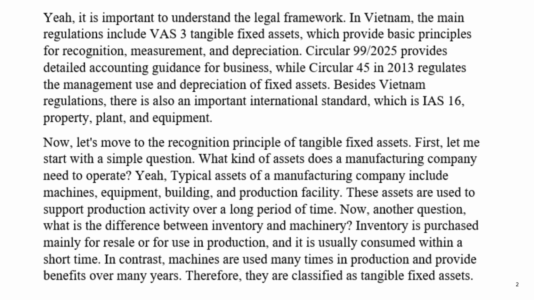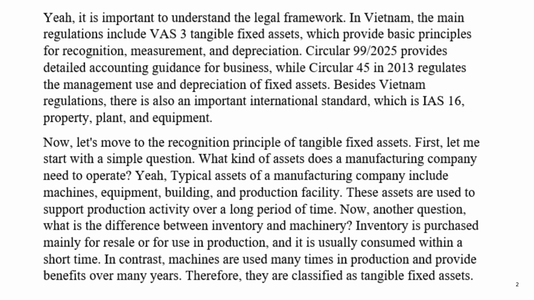First, they have a physical form, meaning they can be seen and touched. Second, they are used for long-term operation, typically more than 1 year. Third, they are not held for sale in the normal course of business, but are used to support production activities. Finally, they usually have high value.